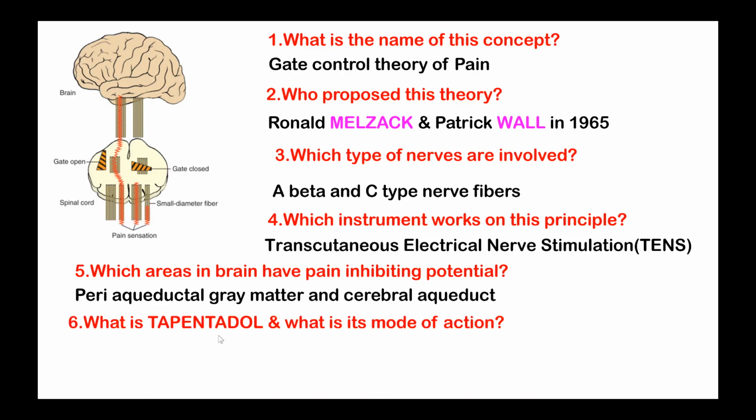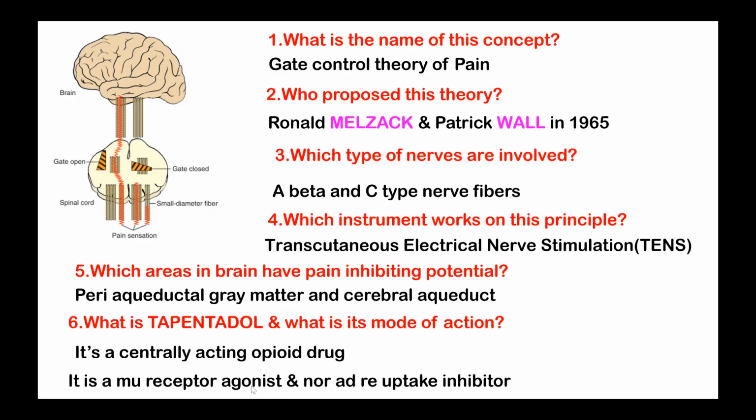What is tapentadol and what is its mode of action? It's an opioid derivative of tramadol, called a centrally acting opioid drug, and it's a mu receptor agonist and noradrenaline reuptake inhibitor. This is the mode of action.